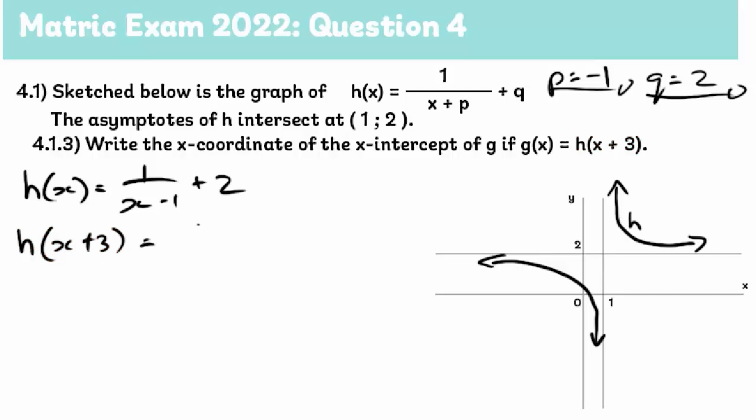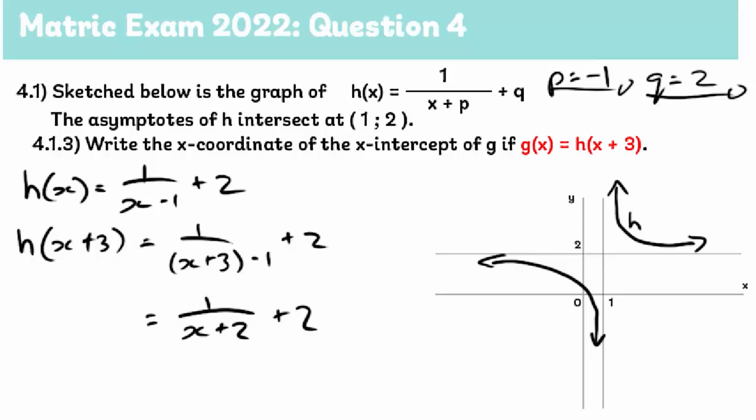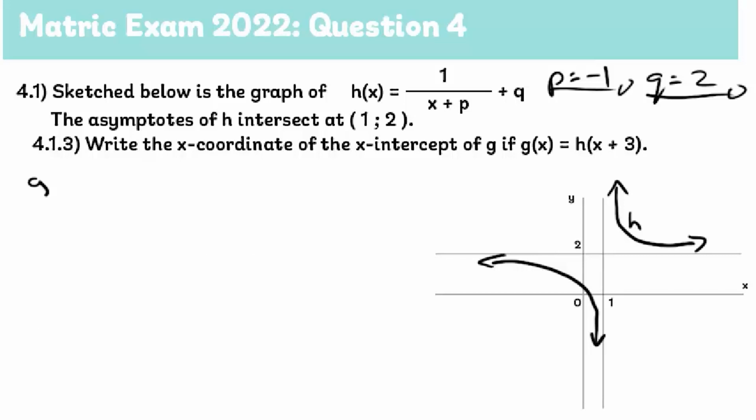So all we now need to do is substitute x plus 3 in for x: 1 over x plus 3 minus 1, plus 2. That'll equal 1 over x plus 2, plus 2. But we know that g(x) is equal to h(x) plus 3. Therefore, g(x) is equal to 1 over x plus 2, plus 2.